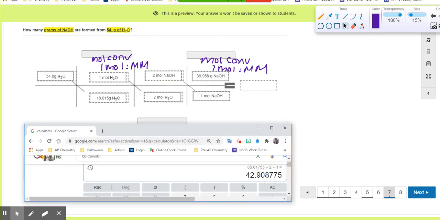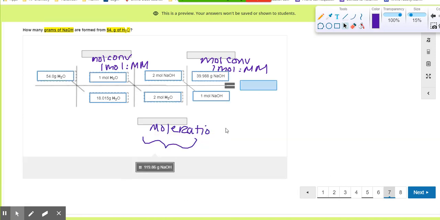Now when we multiply these across, I'm just going to show you one more time how to multiply across, and then I'm going to let you guys go work on the rest of yours. So 54 times 1 times 2 times 39.988. I got the top row done. Now I'm going to divide by everything on the bottom: 18.015 divided by 2 divided by 1, push equals 119.86, which is our final answer.